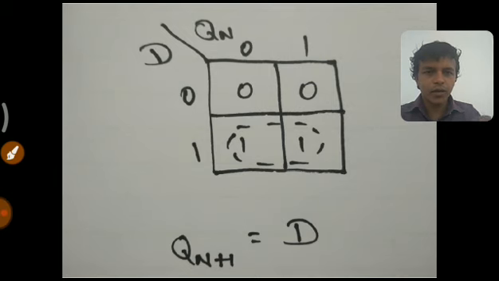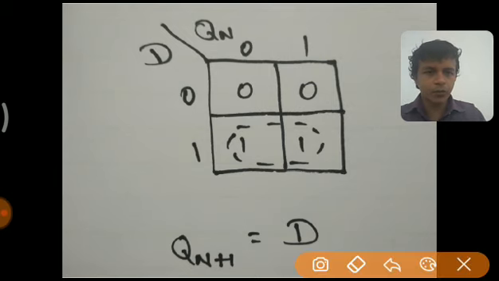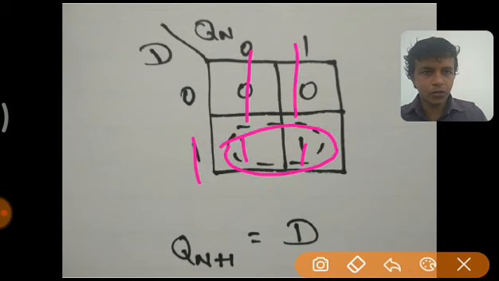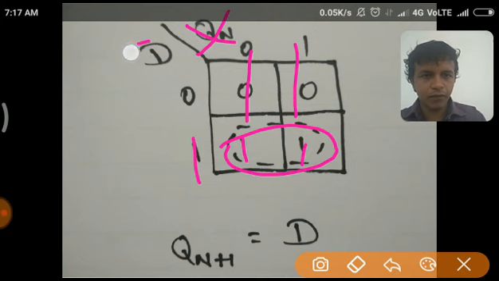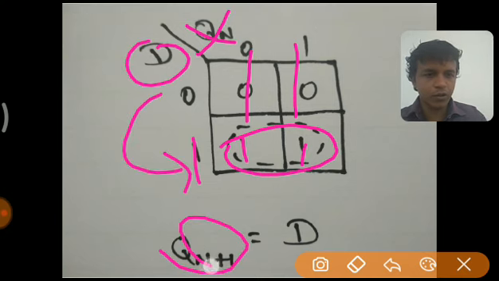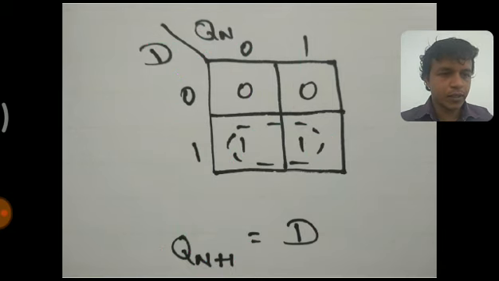And here we are deriving the Boolean expression. So when D is 1, it is 1. And here this can form a group, and the value of Q of n for this group is taking both 0 and 1. So Qn is neglected, and the value of D is 1 here. So Q of n plus 1 is equal to D. So this is the Boolean expression for D flip-flop.